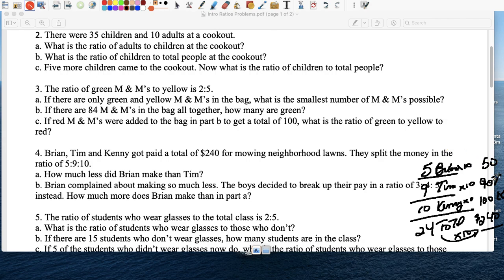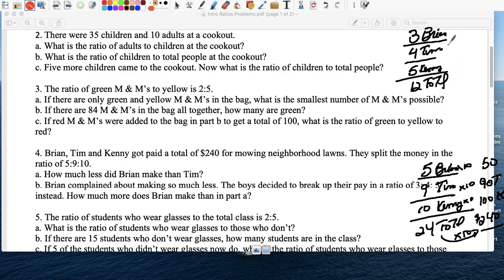Brian complained about making so much less. The boys decided to break the ratio into 3 to 4 to 5 instead. How much more does Brian make than in part A? So if they break it into 3, every time Brian makes $3, Tim gets 4. The other guy, Kenny, gets 5. So if they break it up like this, what's the total here? 7 plus 5 is 12, right? 12 total.